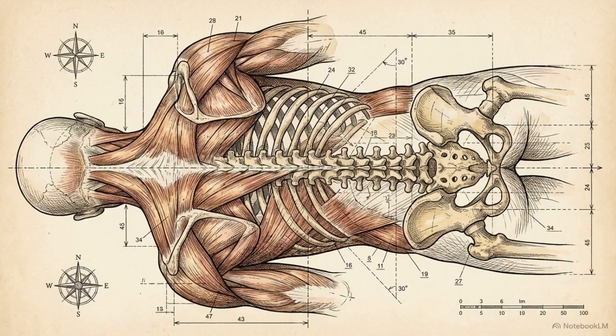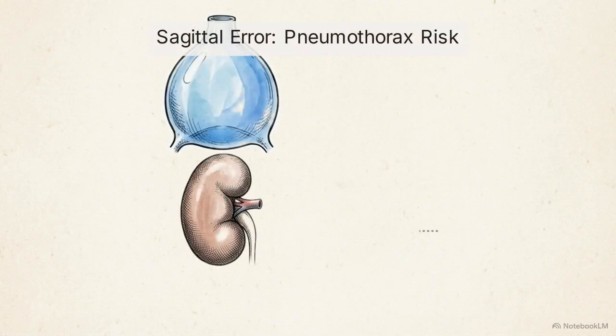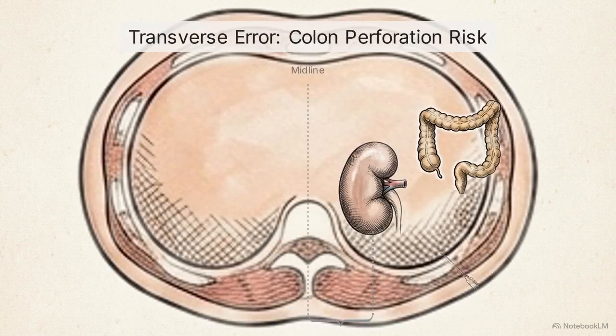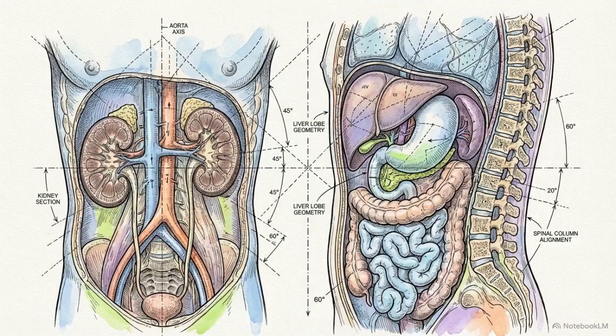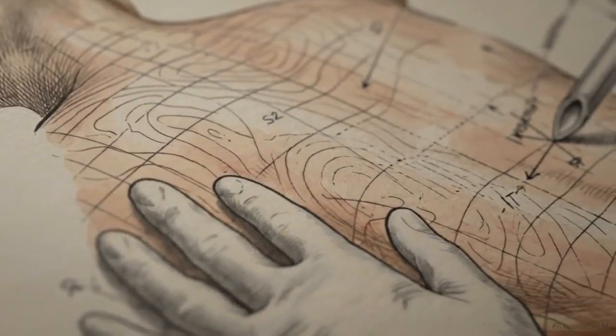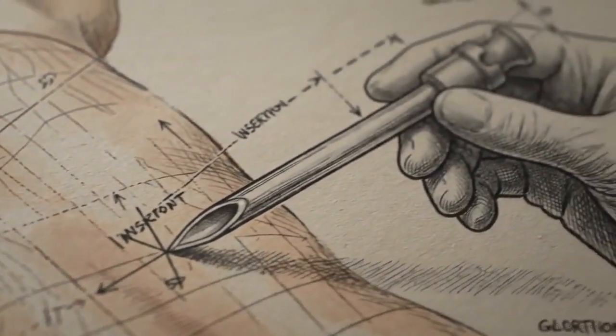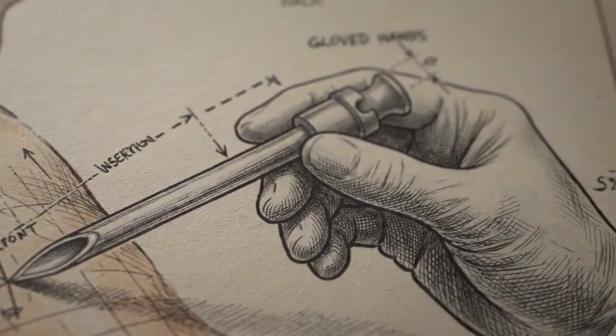And the external anatomy is equally hostile. Misjudging the entry vector by just a few degrees can result in a pneumothorax by piercing the lung cavity, or it can cause lethal sepsis by perforating the adjacent colon. Securing percutaneous access relies entirely on exact three-dimensional spatial mapping. It is a strict geometric puzzle where tactile feedback is useless and millimeter precision is required to survive the procedure.